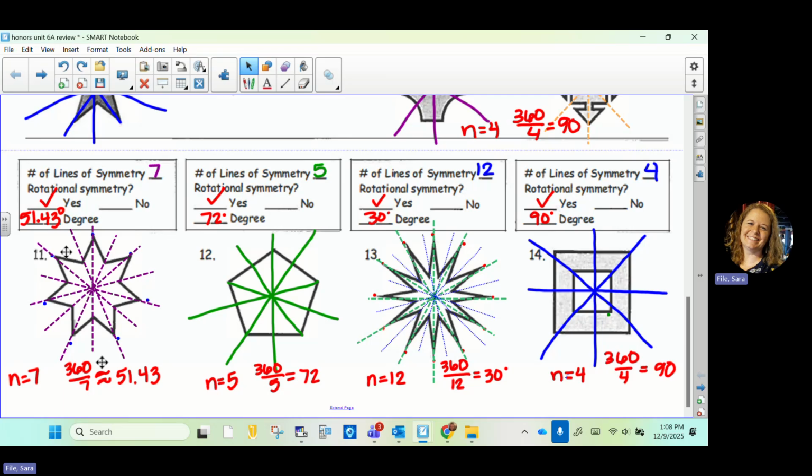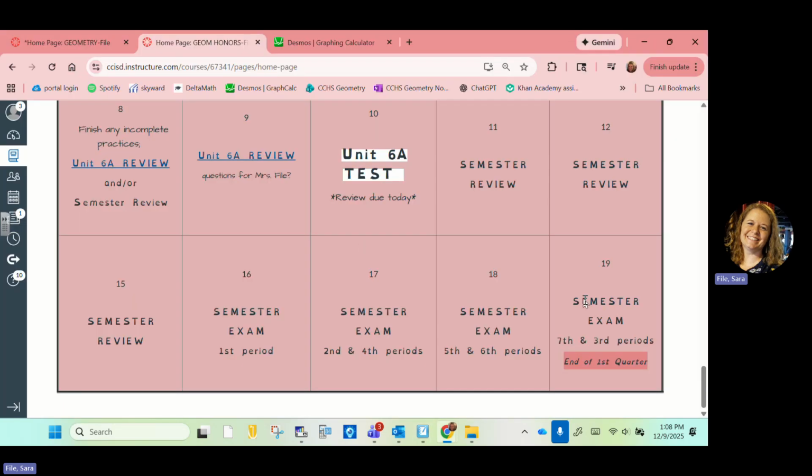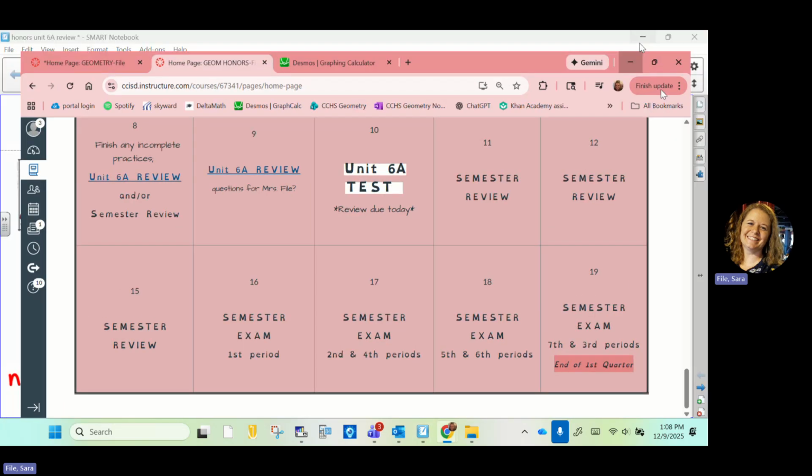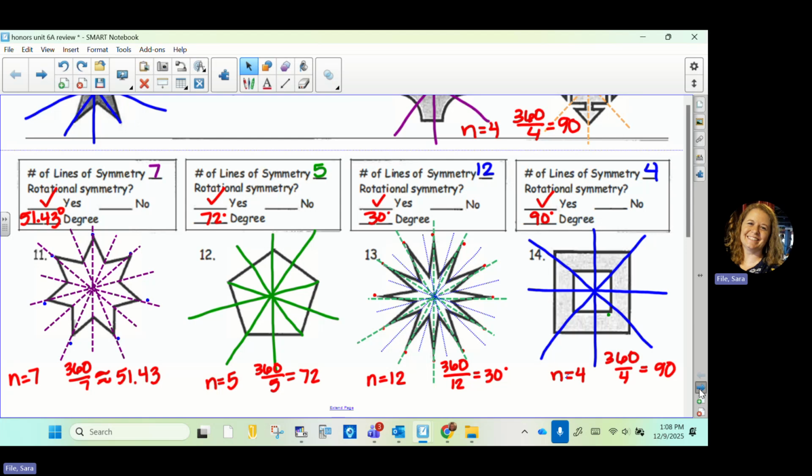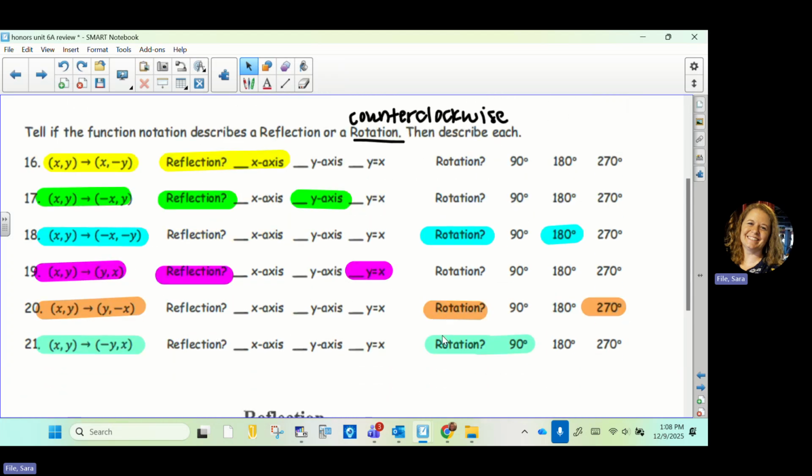Charlotte? Can you just explain how to do like 16, or 21, like how do you do it? Yeah, on 16 through 21, this was just a matching, essentially. Okay, you're just saying, this is the rule. Is it a reflection or a rotation, and what size rotation or what type of reflection? What's the line of symmetry?